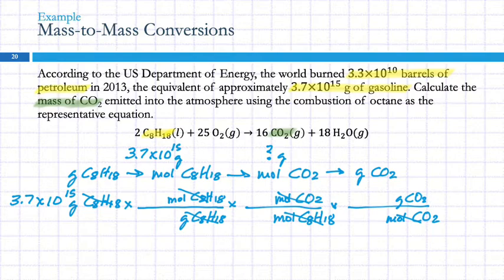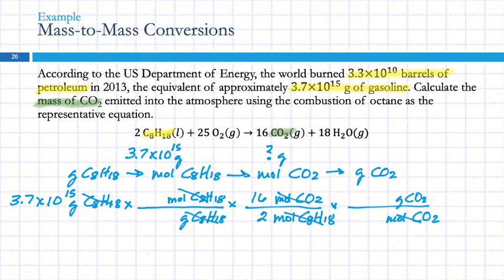I like to do the middle one first, the moles in the middle, because it doesn't involve any calculations. The mole ratio here comes from the coefficients in the balanced chemical equation. So for C8H18, it's 2 moles of that and 16 moles of CO2. Again, you don't need to simplify that. Just write the numbers down as they are. The calculator will take care of it.